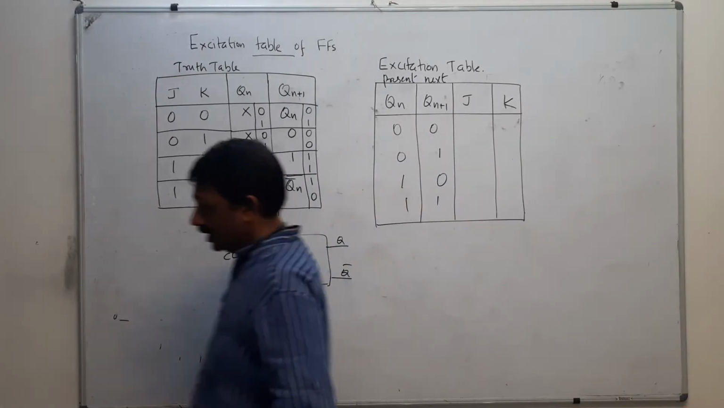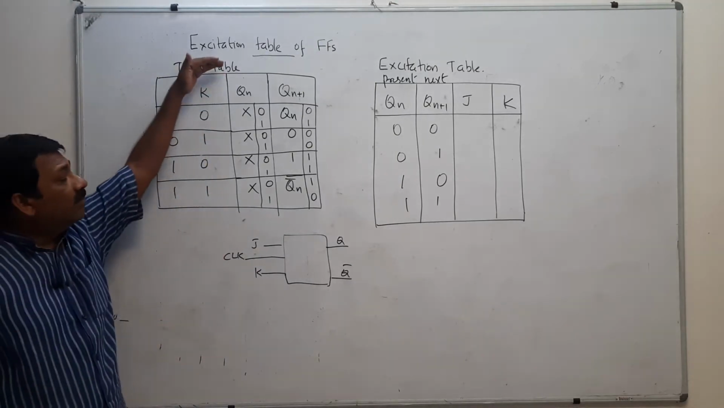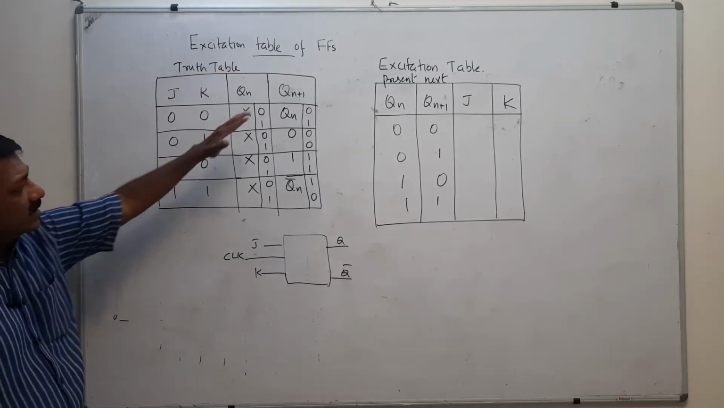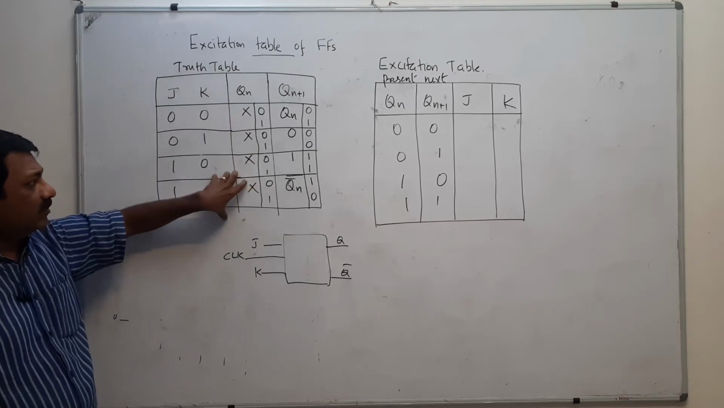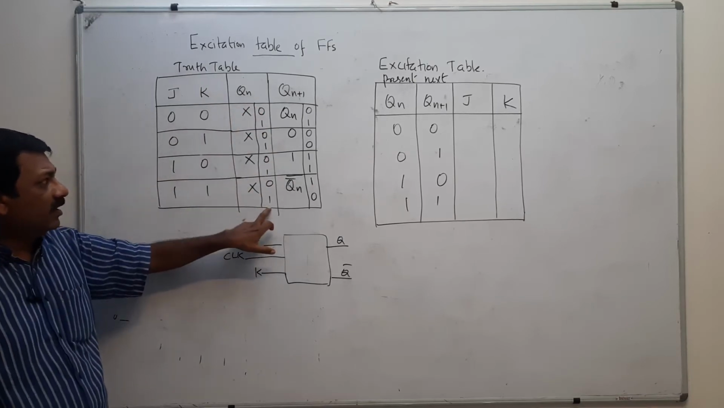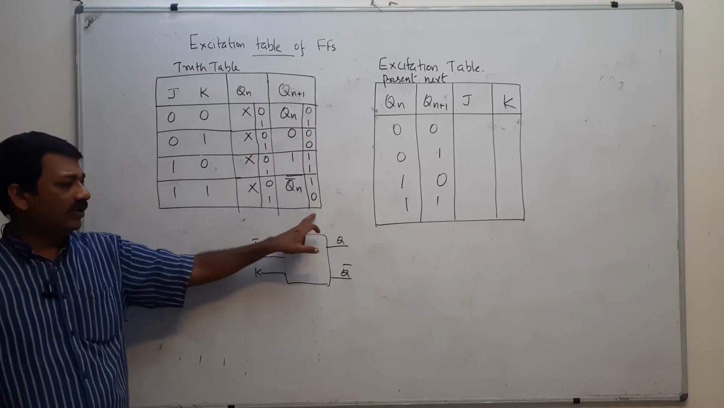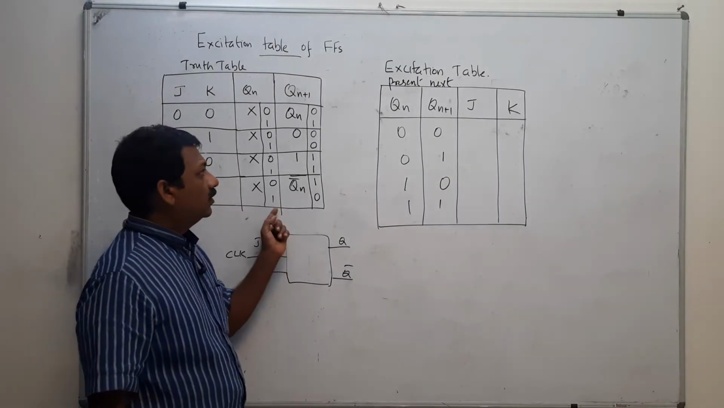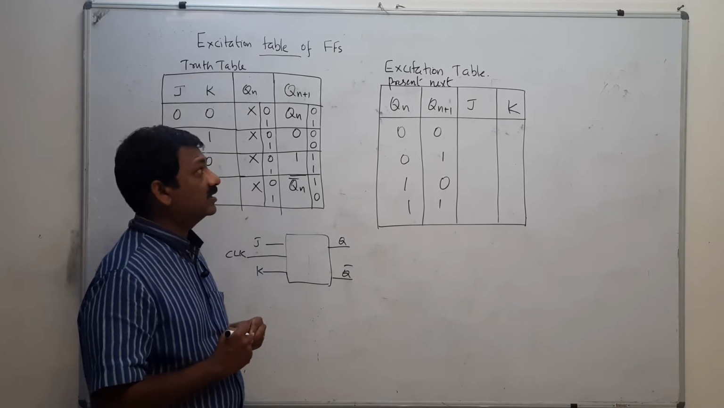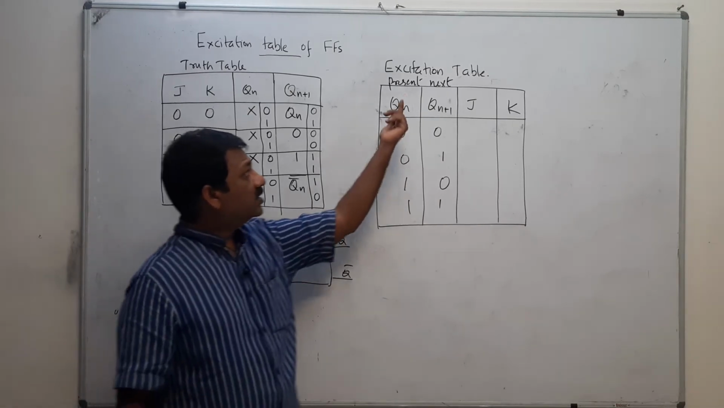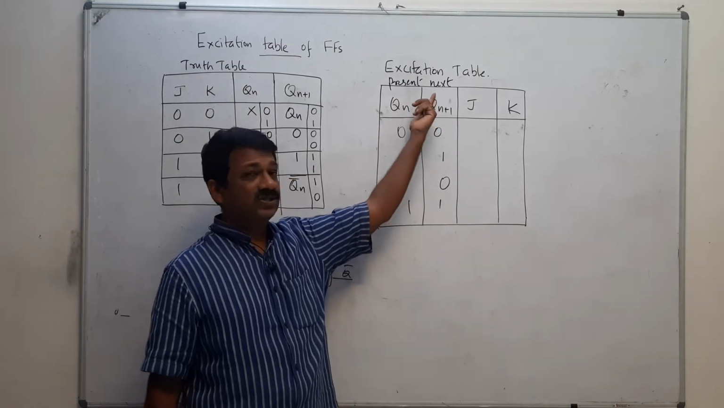Okay. See, after verifying, just see here in this extended truth table, this is the previous value and this is the next value. Here I am going to fill up this excitation table. That means what is the present state and what is the next state.